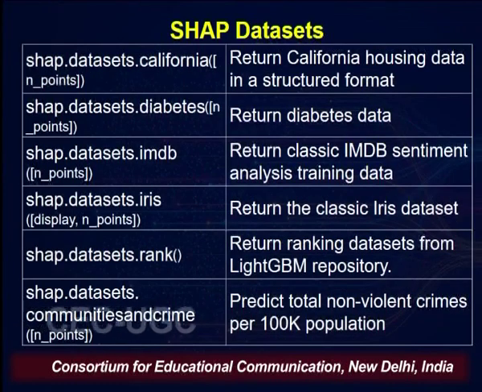Then along with the plots, there are certain data sets also within SHAP that help you to understand how these data can be loaded. Obviously you can load your own data set, but if you want to use the inbuilt data sets, you can take the data sets from inside SHAP. These are some of the data sets like the California data set, diabetes data set, IMDb data set, the famous IRIS data set, which is used as a classic example in many cases. So these data sets you can use from inside SHAP.